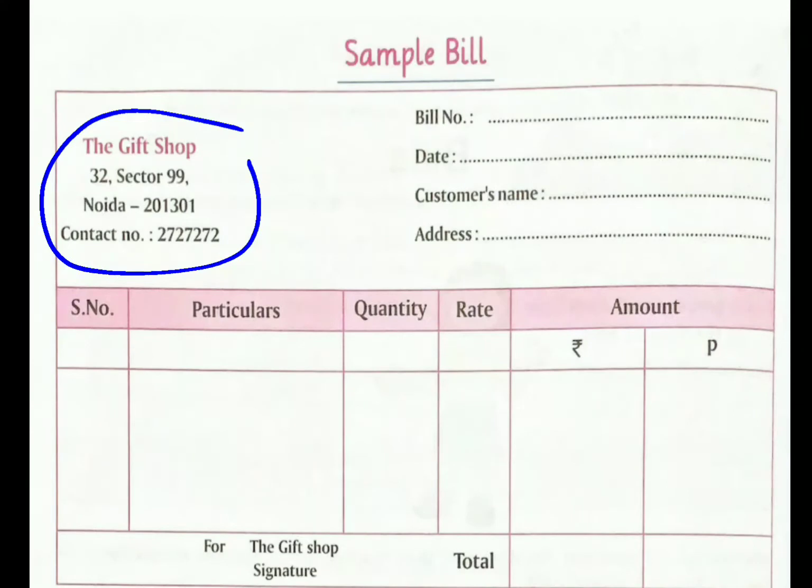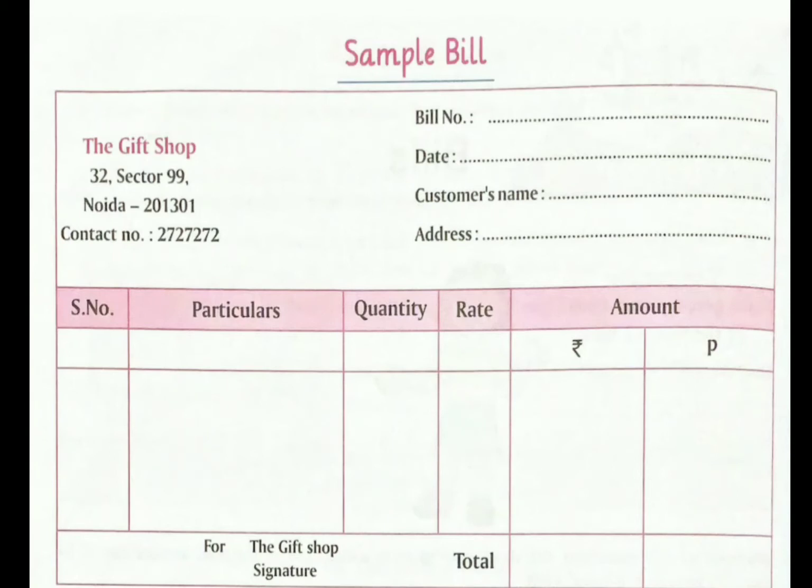Clear? Then the address. After that, the serial number should be there. Particulars, meaning the item name, should be mentioned here. Then the quantity, how much quantity you are purchasing of that item. Then the rate of each item. Then you multiply the quantity you have purchased by the rate to get the amount. After finding the amount of each item, you have to add them, and at the end you have to write the name of the shop, that is, gift shop signature. So you have to make this sample bill in your copy.